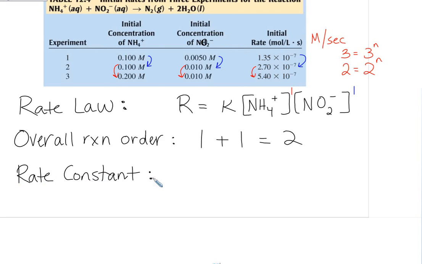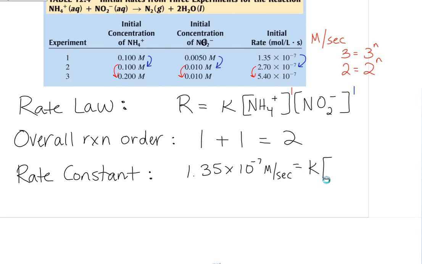I don't know. I usually pick the first trial. I don't know why. Arbitrary. I guess it just comes first. So let's say I pick trial 1. The rate is 1.35 times 10 to the negative 7th, and that could be change in molarity per second or moles per liter second. Equals K is what I want to solve for.